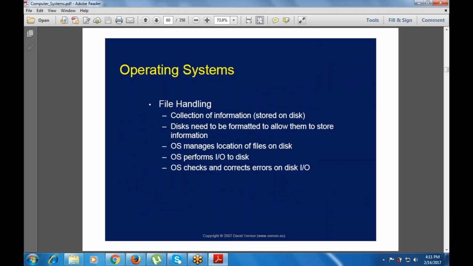So one is file handling, that is a collection of information stored on a disk. Now the disk needs to be formatted to allow it to store the information. Then the operating system manages the location of the files on the disk, and the OS also performs the input output to the disk, whatever input output method is available.